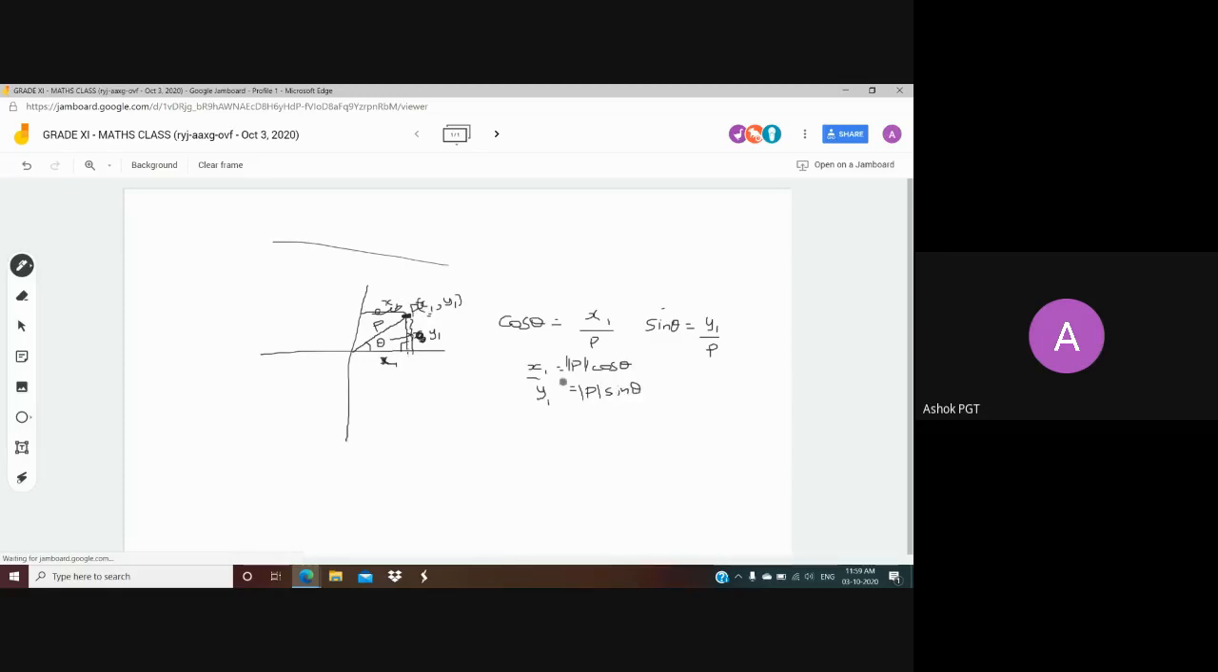So if you want the x coordinate value, the distance from the origin to that point and cos theta will give the answer, where theta is the angle made by the straight line with the positive direction of the x-axis. Similarly, if you want to calculate the y coordinate value, it is the distance from the origin to the point and then sin theta. This will help us find x1, y1 when we know this distance and this theta. Now we are going to learn about normal form.